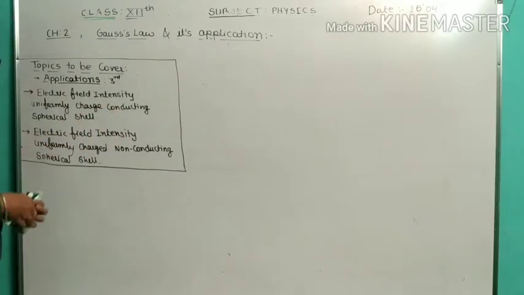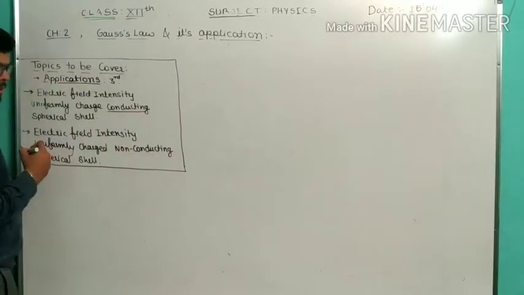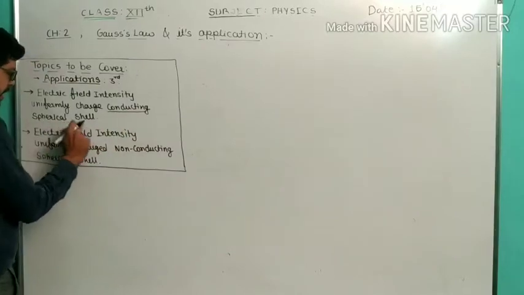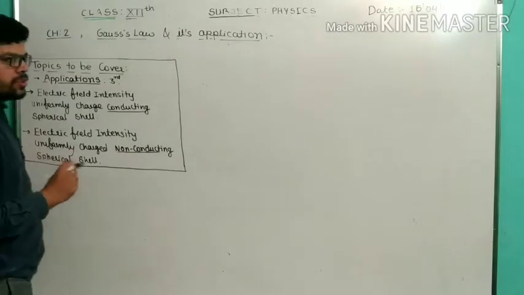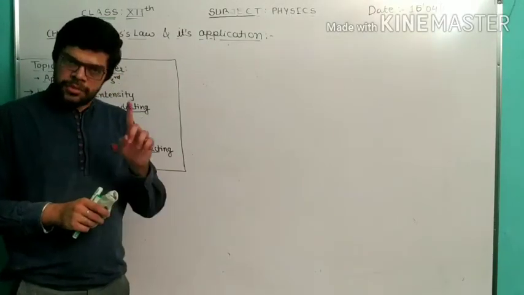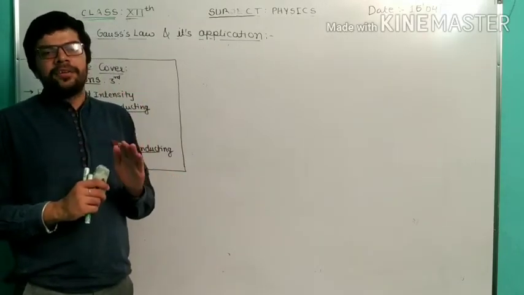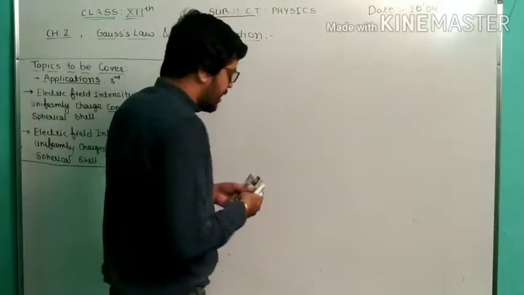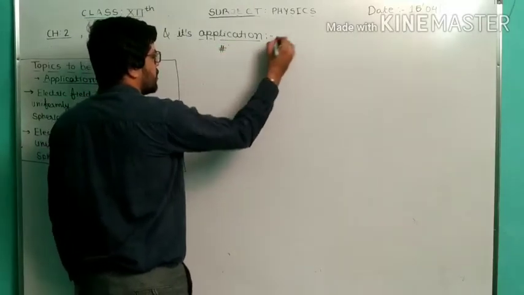Again I am telling you, previously we studied the conducting plane sheet. Here it is a spherical shell, and again a non-conducting spherical shell. Conducting means the electric field is only in one direction. Non-conducting means the electric field will be both outside and inside. So let's start here with derivation number 1, application number 3.